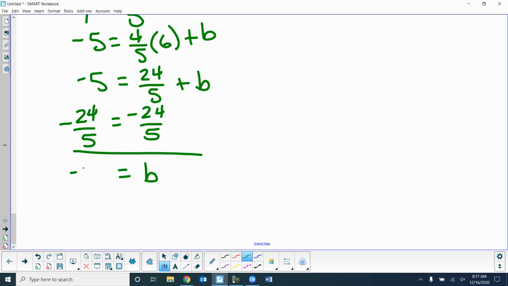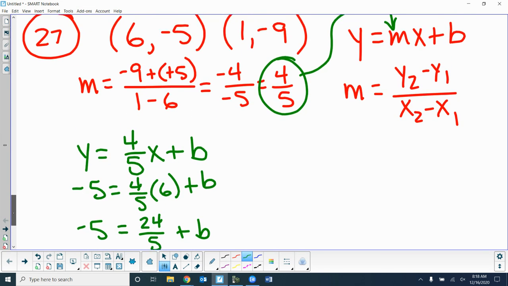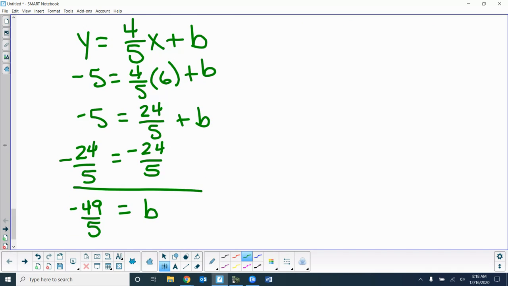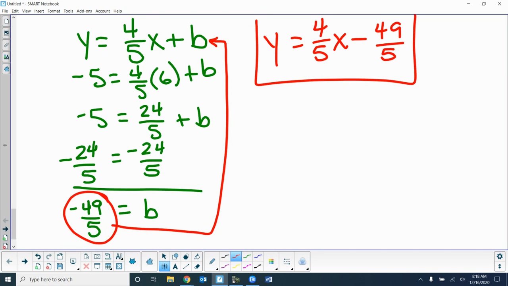-49/5. Personally, I like fractions, but decimal's fine. Okay, if you wanted it to be 4/5 to make it 0.8, you can do it. So what I do now is I take this and I put it in B right there, so I have my equation. So the answer to this is y equals 4/5 x minus 49/5. Hopefully it won't be all fractions for you on your exam. But if it is, you can handle it. Just use your calculator. Okay.